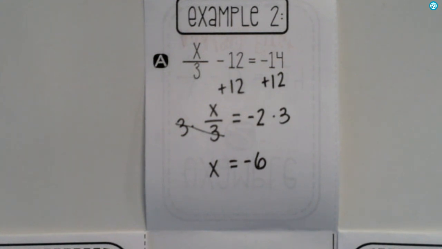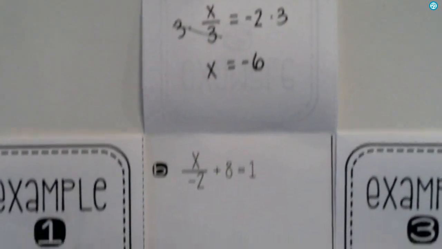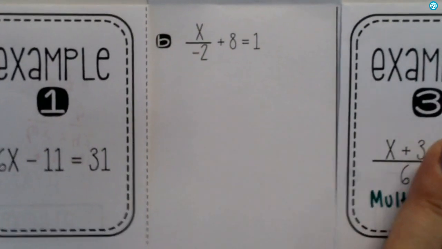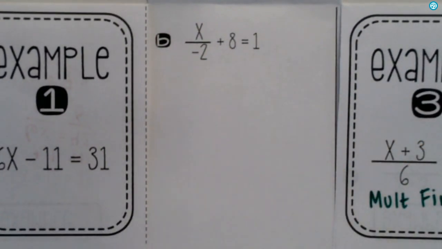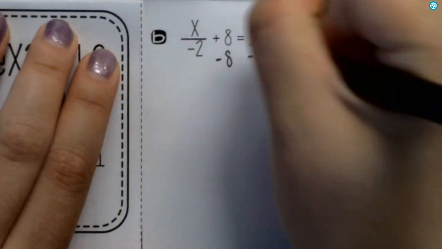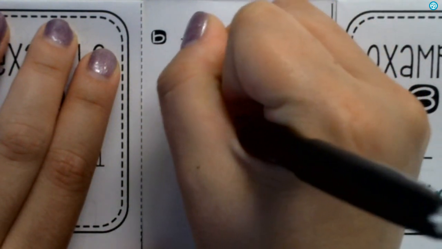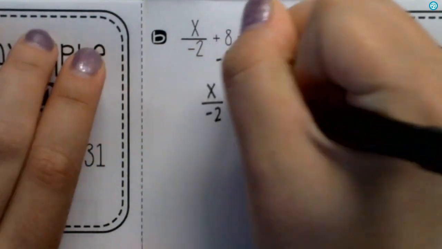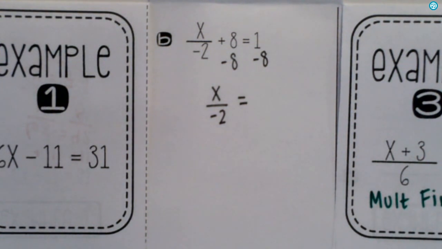Let's do another example of that same type of problem. If what we are adding or subtracting is outside of our fraction, we've got to get rid of it first. So the first thing we're going to do in this next one is get rid of that plus 8. We're going to subtract 8 from both sides. We've got x over negative 2 now equals, and then 1 minus 8 is negative 7.